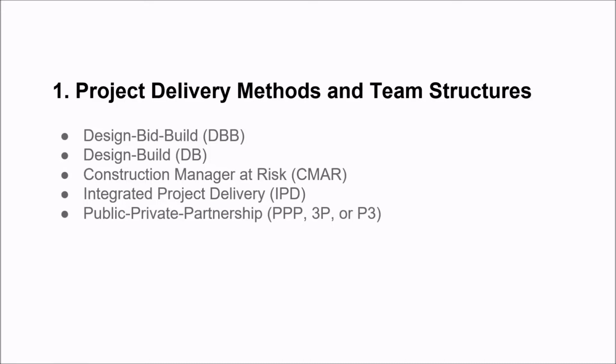The three dominant contract methods in the United States are design bid build, design build, and construction manager at risk. Design bid build is the traditional means of delivering a construction project where an owner has separate contracts with a general contractor and an architect. Design build is distinctly different from this in that the owner has only one contract with the design build entity, which typically consists of a general contractor and an architect.